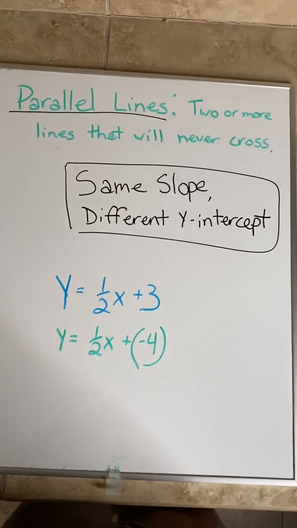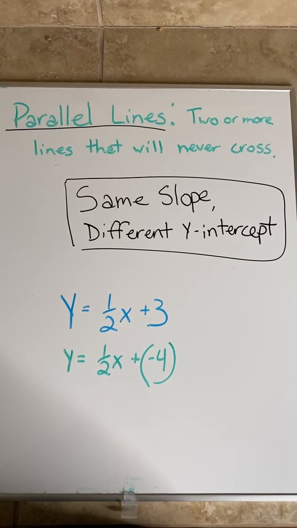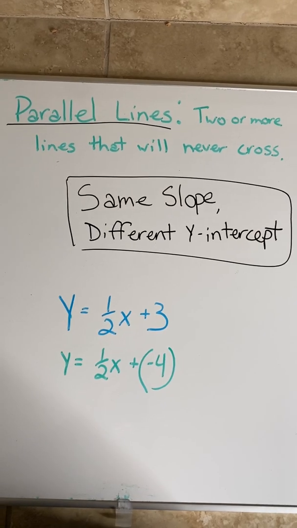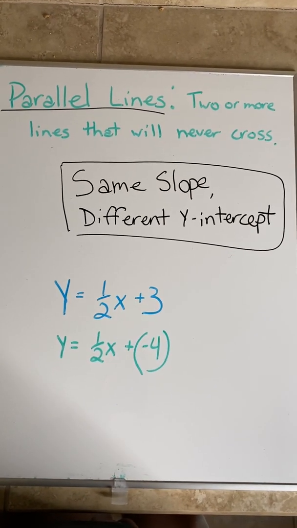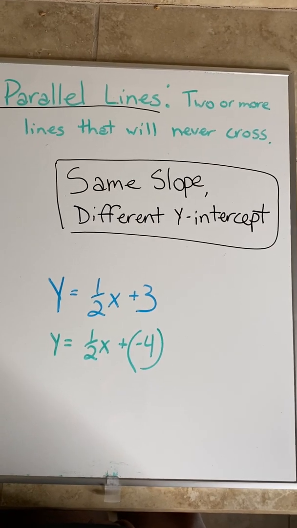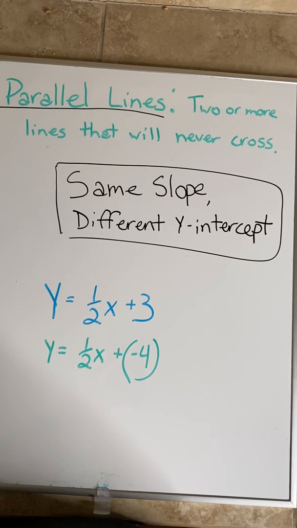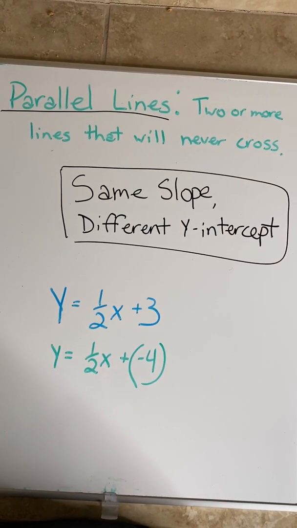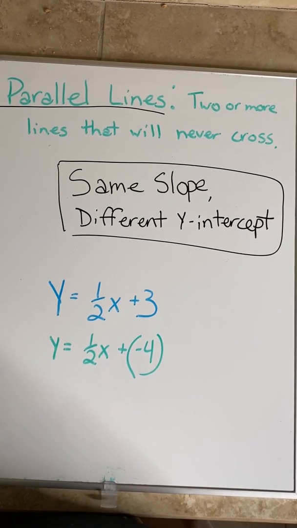All right, we are working on our last section in our graphing chapter. And so we're gonna hit on something called parallel lines. We'll talk about perpendicular in another video here. So parallel lines are two or more lines that will never cross. The thing you need to know about parallel lines is they have the same slope, but they have a different y-intercept. So they have the same slope, different y-intercept.